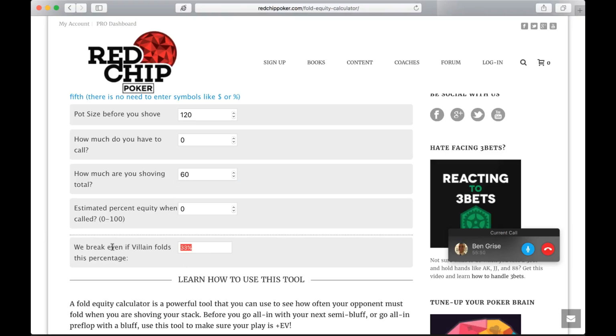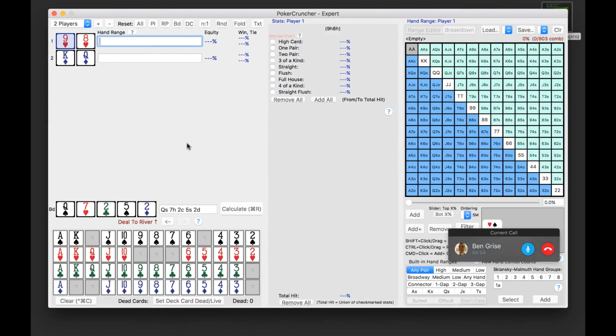You know that if you bet $60, your opponent needs to fold a third of the time for you to break even. Or you can shove all in. Well, you could, but I'm just giving you two examples for now, right? You could. I mean, we'll definitely get to that as well.